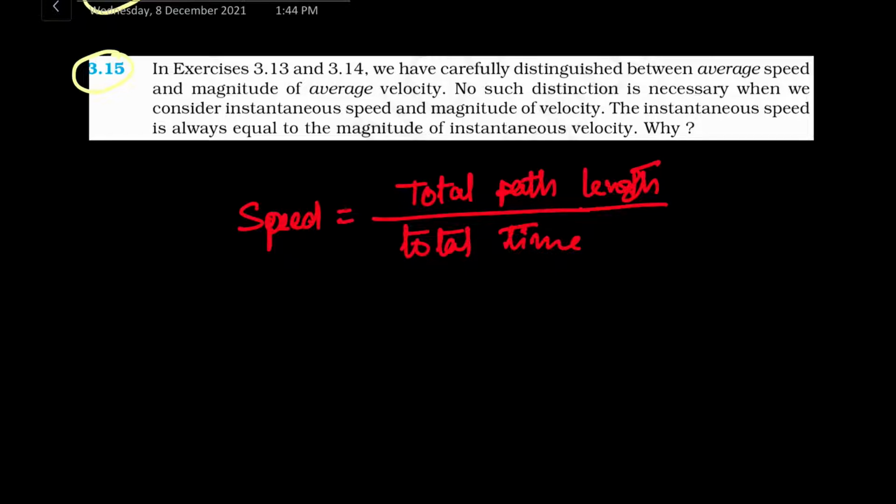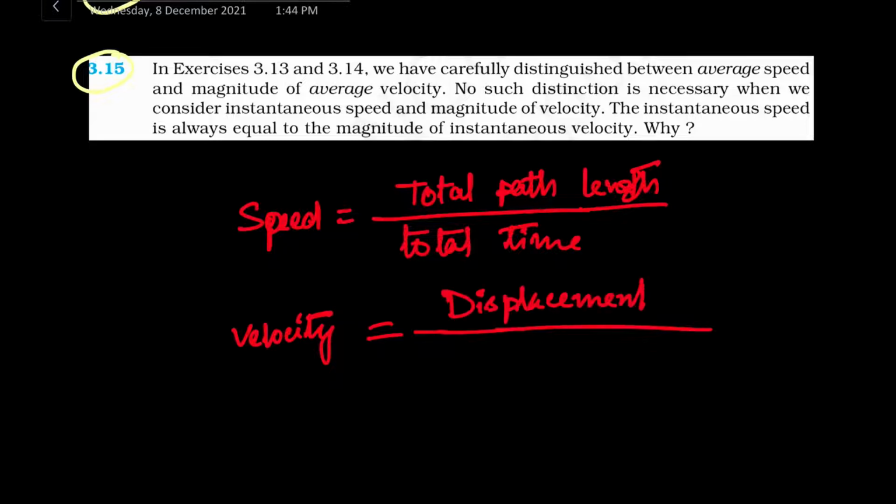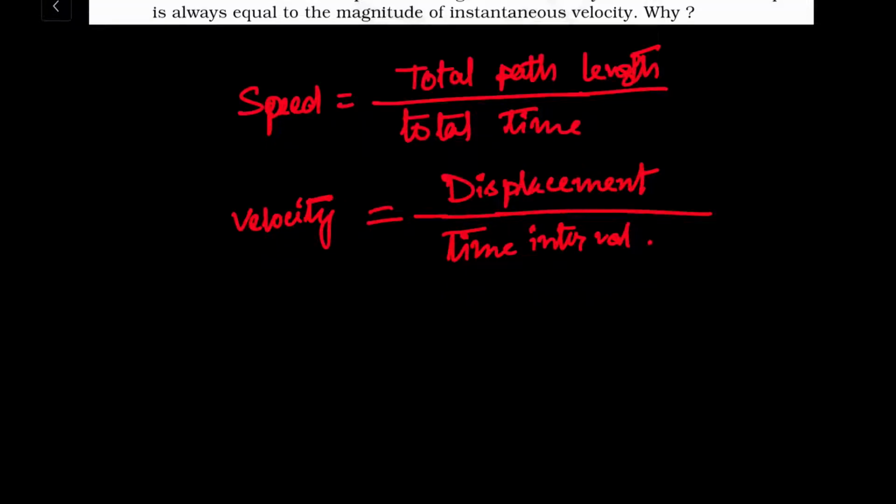In the case of velocity, we have total displacement divided by the time interval. These are the two definitions of average speed and average velocity. Here we can write, this is average speed and this one is average velocity. So we are considering the total path length in the case of speed and the displacement in the case of velocity. So what is the difference? The difference is between the path length and the displacement.